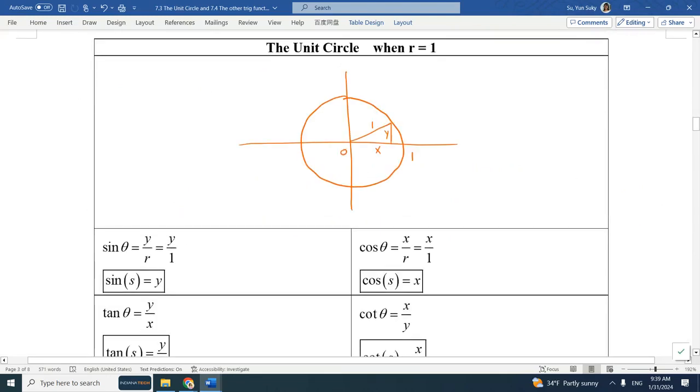Unit circle. So now how about when the r is 1? When the r is 1, we have this is the x and this is the y. And because the r is 1, we get y equals sine theta. Sine theta is y. And then the cosine theta is the x. Because r is 1, we get x is cosine theta.